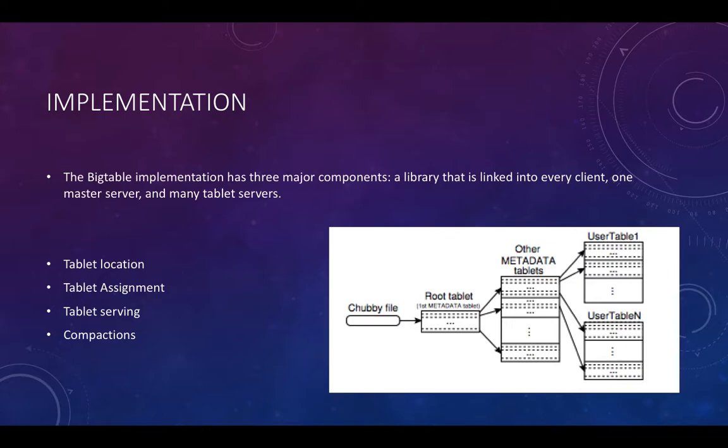And then I will talk about tablet assignments. Actually, each tablet is assigned to one tablet server at a time. And a tablet server will stop serving its tablet if it loses its exclusive lock. And then the master is responsible for detecting when a tablet server is no longer serving its tablet and reassigning the tablets as soon as possible. So by doing this, the master will periodically ask each tablet server for the status of its lock.